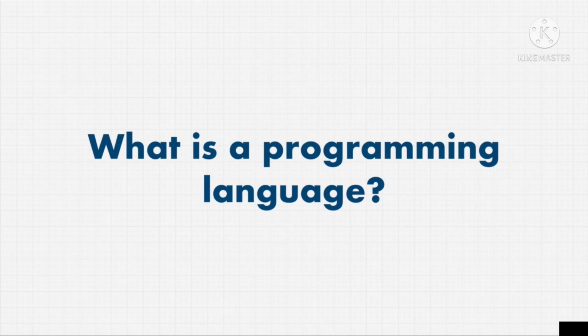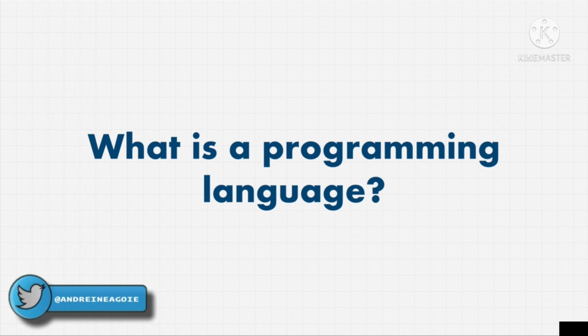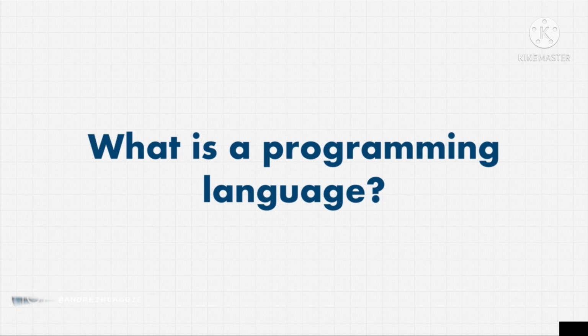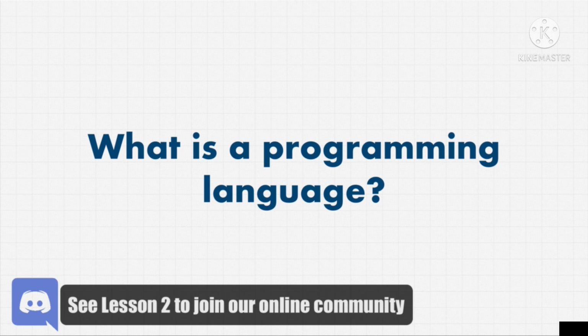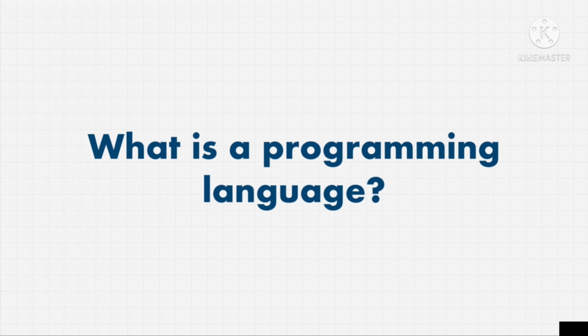What is a programming language? If someone asked you this question, can you answer it? Programming is simply a way for us to give instructions to computers. We give it an instruction manual, and the computer follows. Without code, computer programs wouldn't do anything.